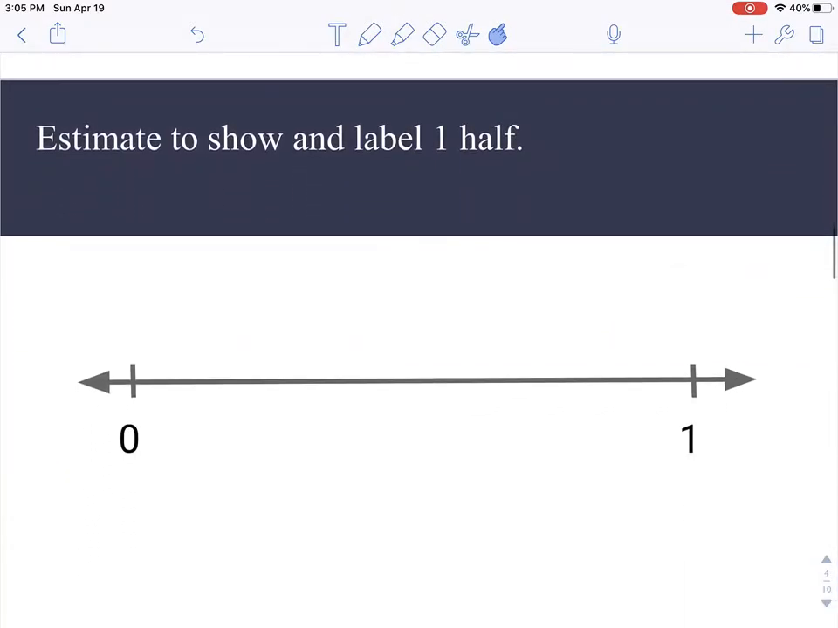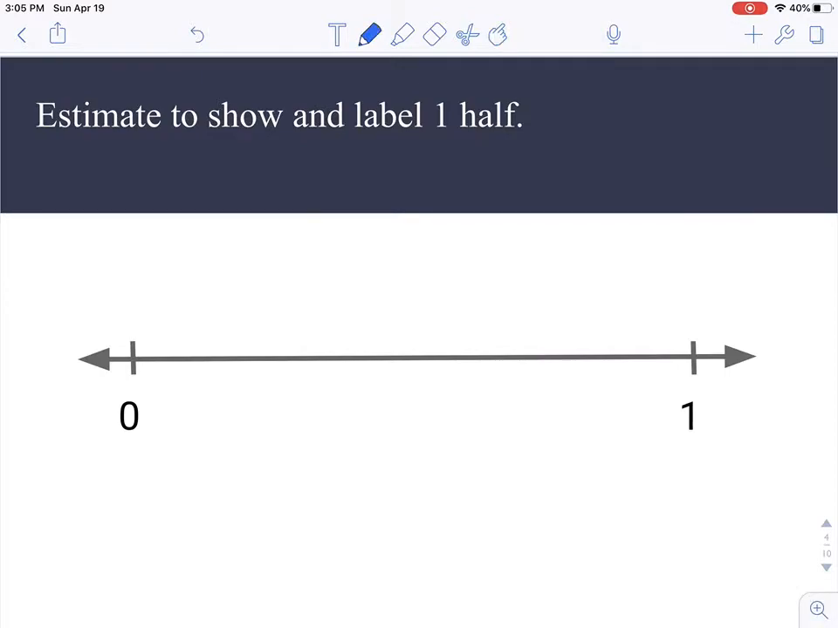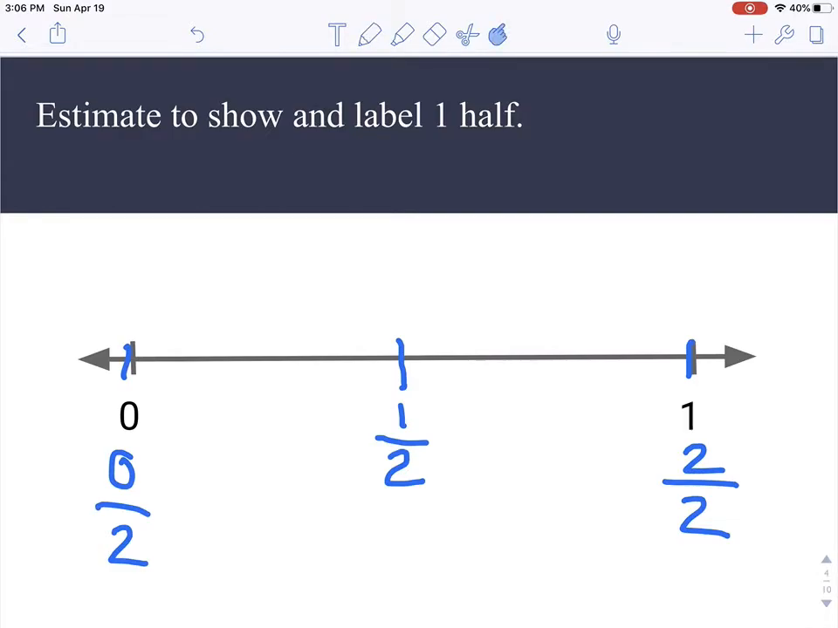I'm going to skip that one. Okay, estimate to show and label 1/2. Well, if my point starts here at 0 and ends at 1, I'm trying to figure out how I'm going to split this in half. And I'm going to kind of estimate. That's the best we can do. We're always going to try our best to make it even on each side. But I think I'm going to do right about here. And that's where 1/2 would go. And then if I went all the way to 1, that's where 2/2 would go. And then 0/2 over here. 1/2, 2/2.